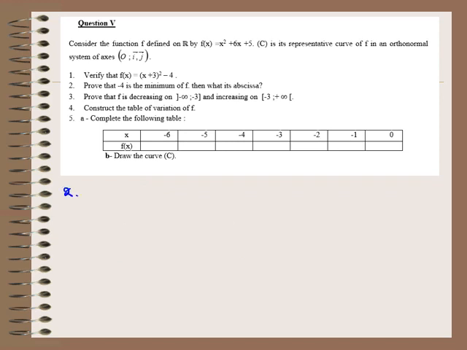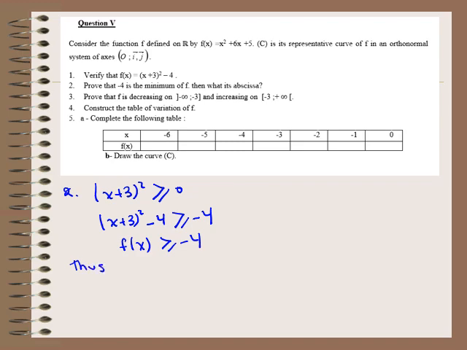Part 2. Prove that −4 is the minimum of f. (x + 3)² is greater than or equal to 0. So (x + 3)² − 4 is greater than or equal to −4. Then f(x) is greater than or equal to −4.